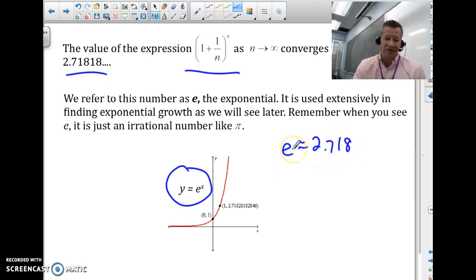Okay, we'll talk about how that value is arrived at later. But it's an irrational number just like pi. It's a decimal that doesn't stop. Here it is more accurately, 1828. I actually screwed that up when I was typing it here.